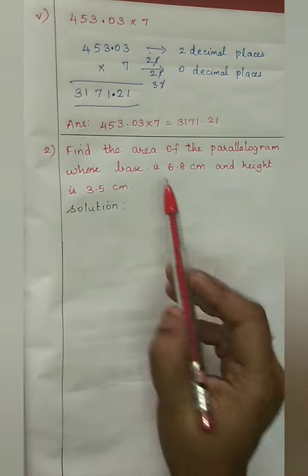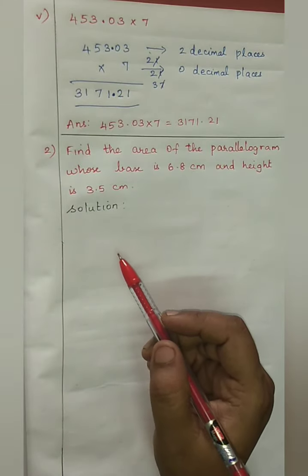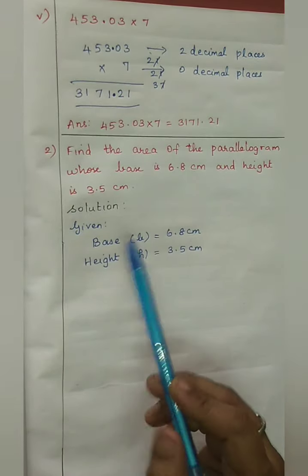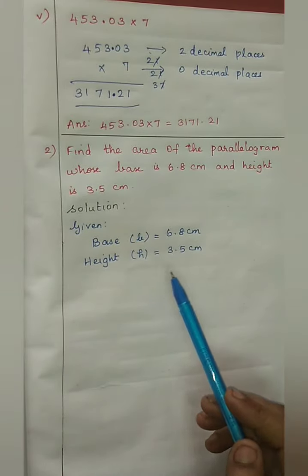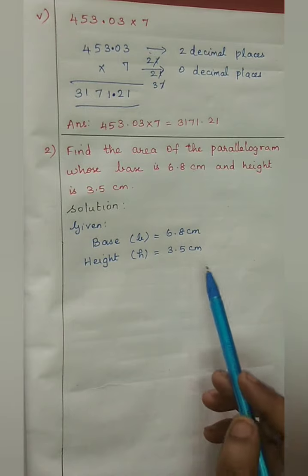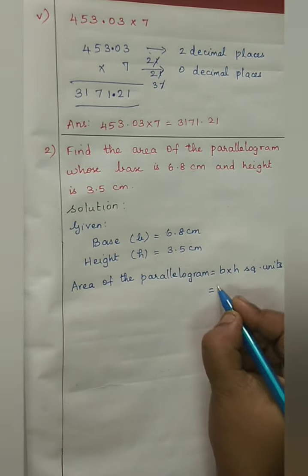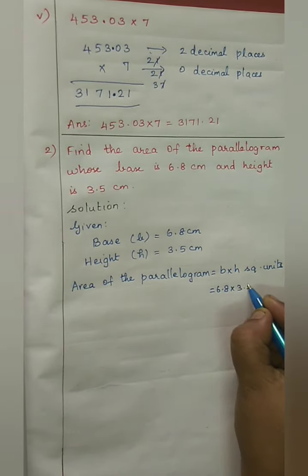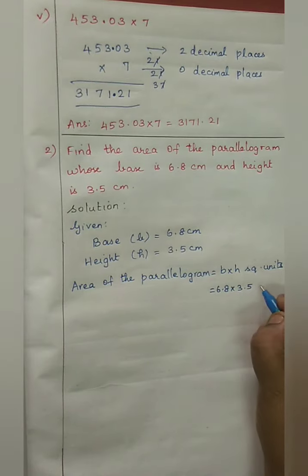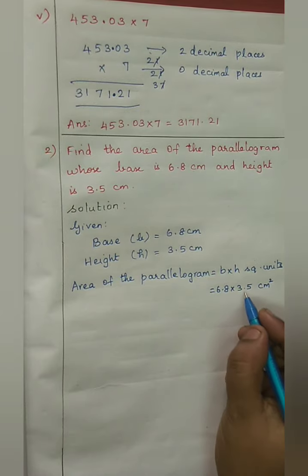Second problem, find the area of the parallelogram whose base is 6.8 cm and height is 3.5 cm. So, we are asked to find the area of the parallelogram. First, write the given base and height. What's the formula to find the area of the parallelogram? Base into height or BH square units. Here base is equal to 6.8 and height is equal to 3.5 and unit is centimeter, square unit, so put square over that. Now let us multiply and find the answer.